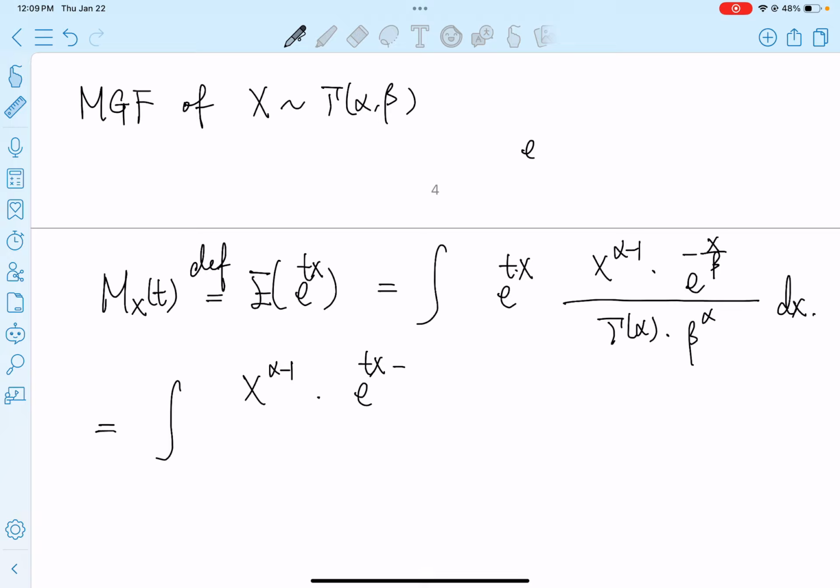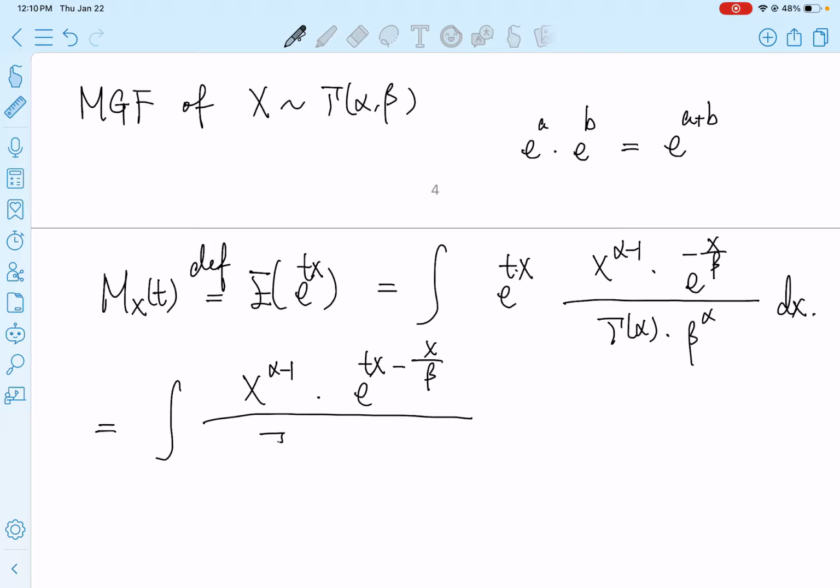So again, the exponential e raised to the power of a multiplied by e raised to the power of b is equal to e raised to the power of a plus b. So we're going to use this to group these two exponential terms here. So we have tx plus negative x over beta, so we have a minus x over beta, all together as the power, and then divided by the normalizing constant, so beta to the power of alpha. So this is the integral we want to evaluate.